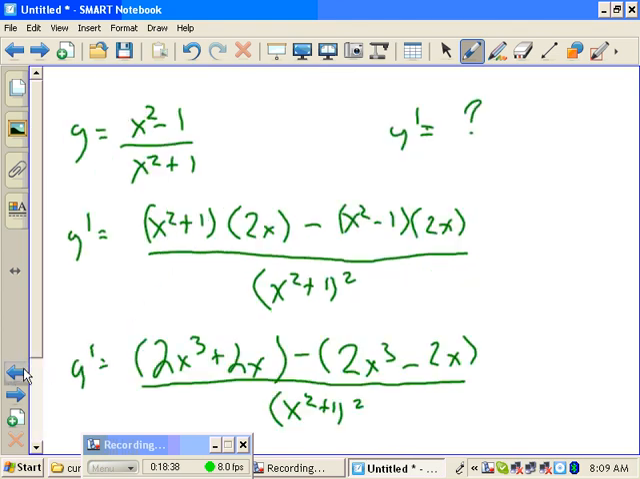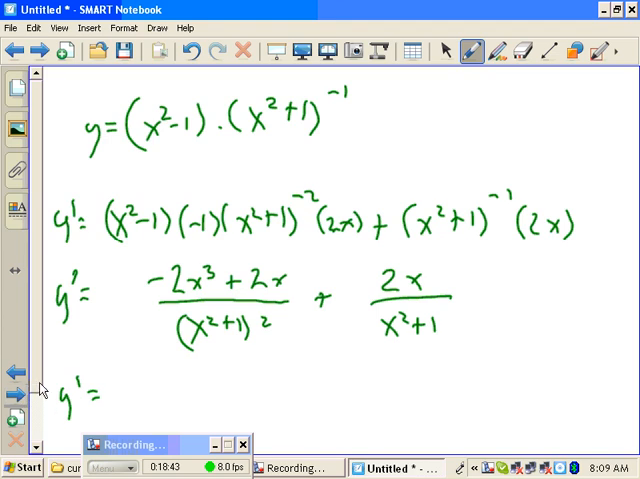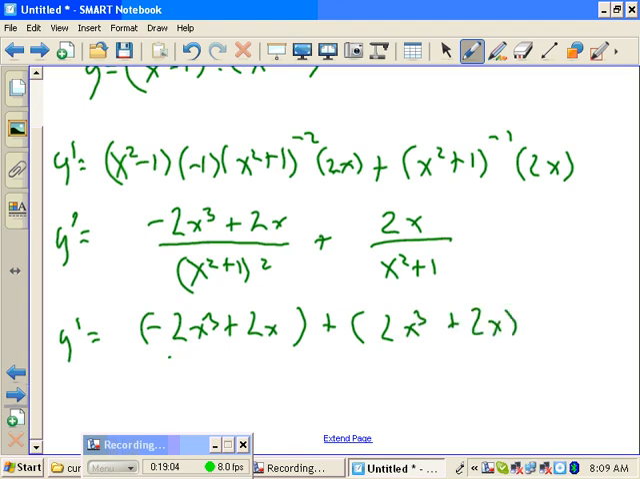I'm trying to see if I'm getting the same answer as this, okay? So I'm going to need a common denominator, right? So common denominator would be x squared plus 1 squared. So multiply top and bottom by x squared plus 1. So I get negative 2x cubed plus 2x, that stuff, plus x squared minus 1 times 2x, which is 2x cubed plus 2x, over x squared plus 1 squared.